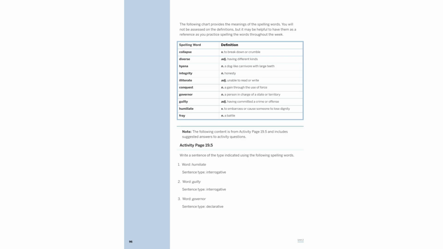Collapse means to break down, while diverse refers to having different kinds. A hyena is a carnivorous animal. Integrity signifies honesty, and illiterate describes someone unable to read or write. Conquest involves gaining through force, and a governor leads a state. Guilty implies committing an offense, and humiliate means to embarrass.